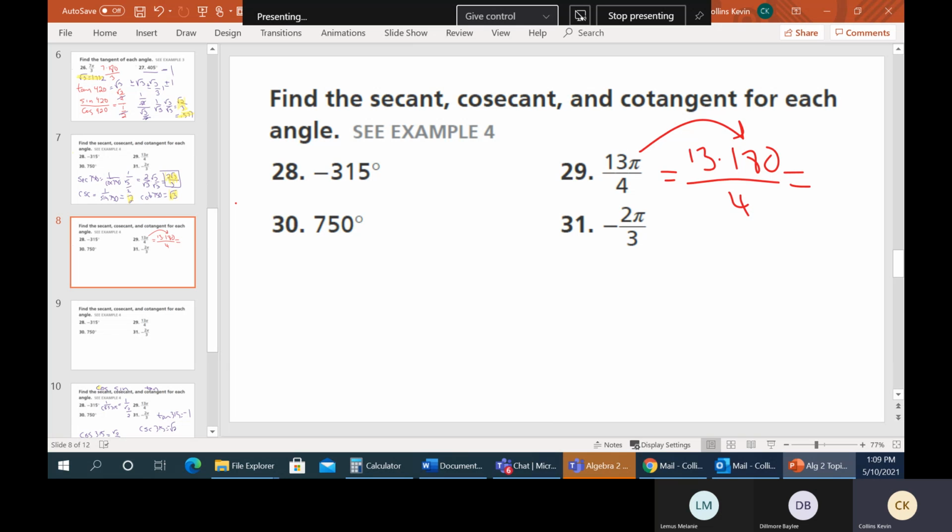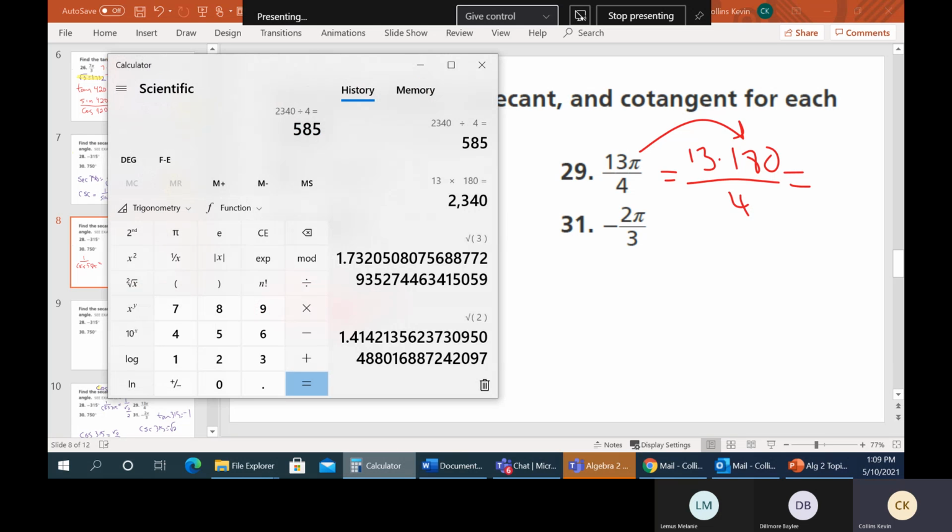All right, so let's do our stuff here. So we've got secant. So that's going to be 1 over cosine of 585. And we don't care that these numbers are bigger than 360. With the calculator, we can still work with them. All right, so let's try that out.